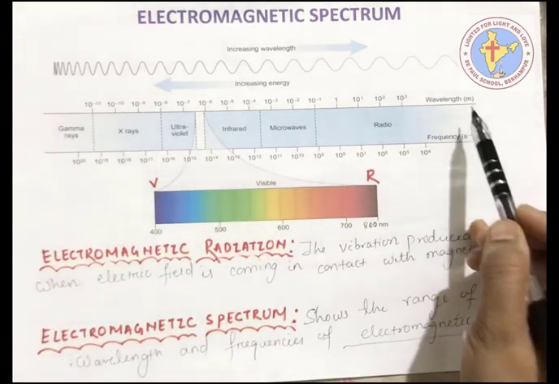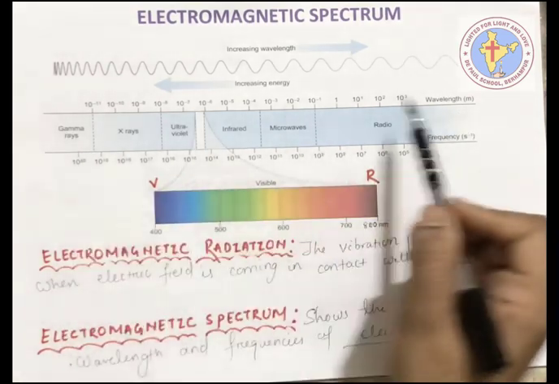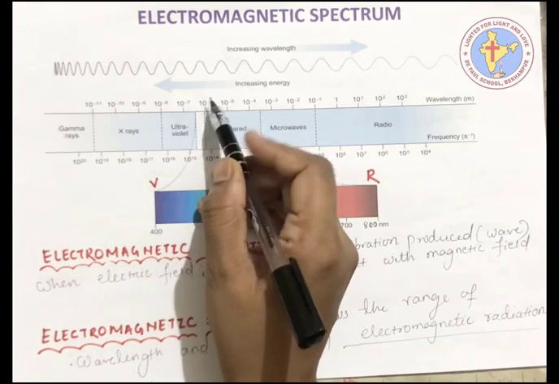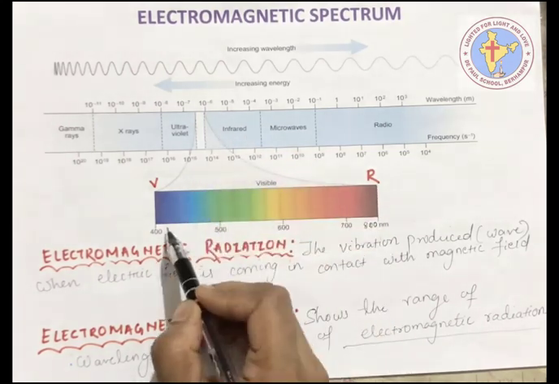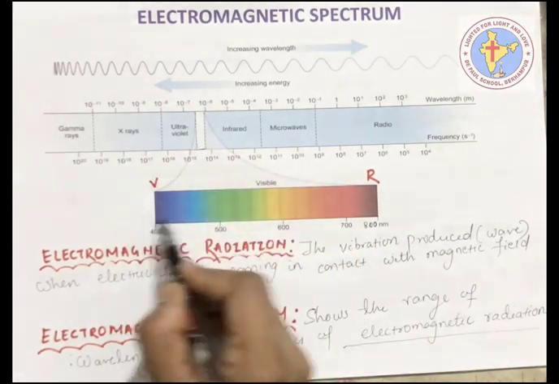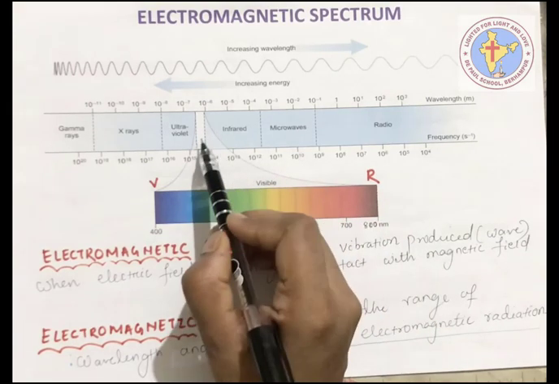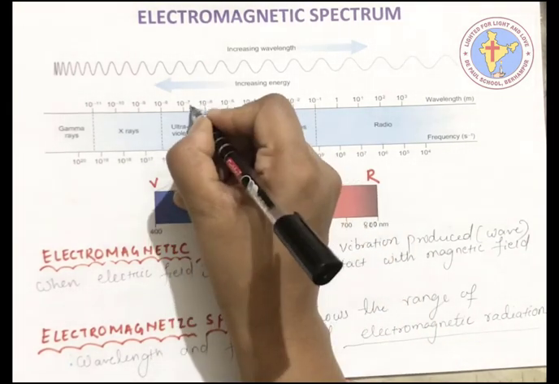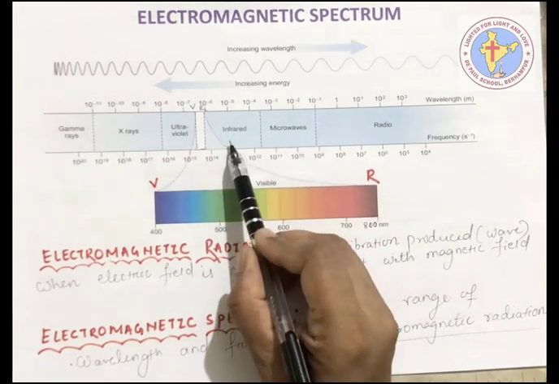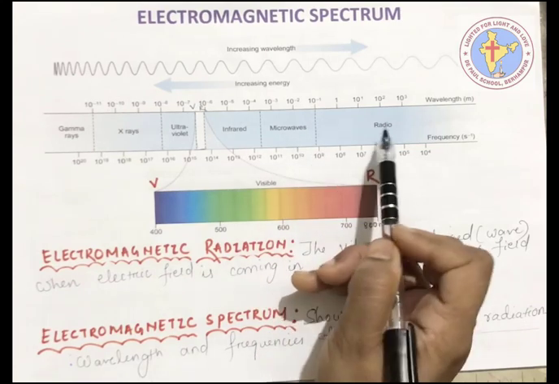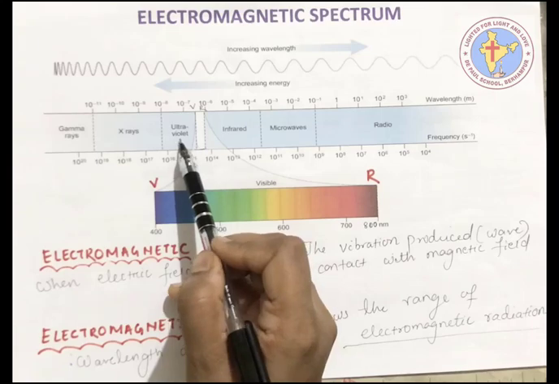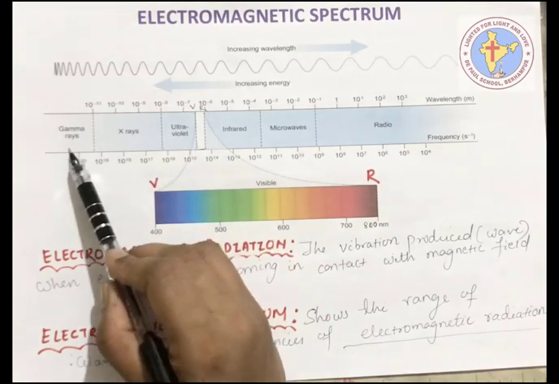So here you can see very clearly the electromagnetic spectrum. This is your visible range, your visible spectrum. In visible spectrum we are getting Vibgyor. This is your violet and this is your red. If you are moving beyond the red extreme, you can see the rays like infrared, microwaves and radio waves. If you are moving beyond the violet extreme, you can see ultraviolet, X-rays and gamma rays.